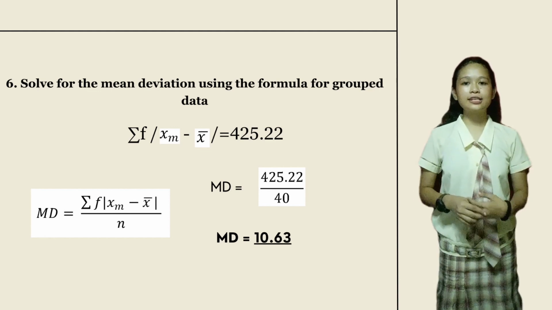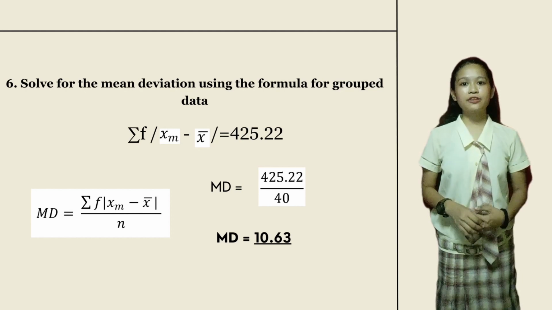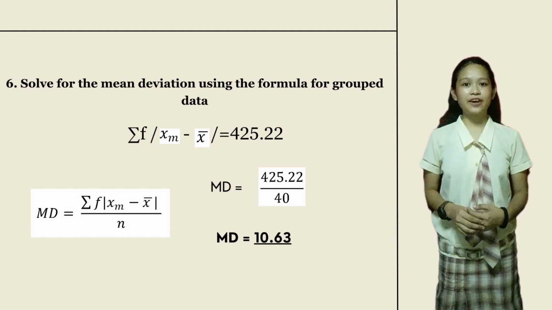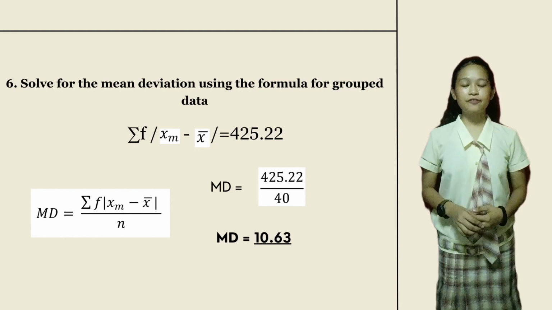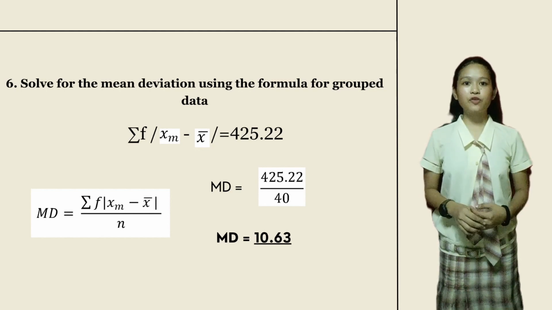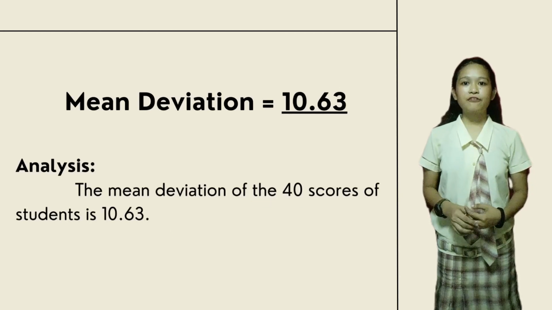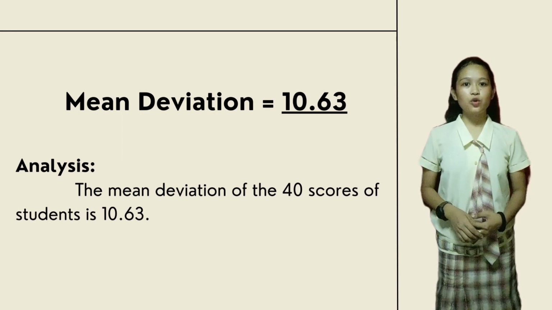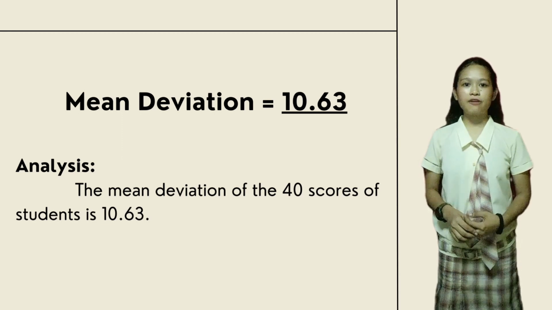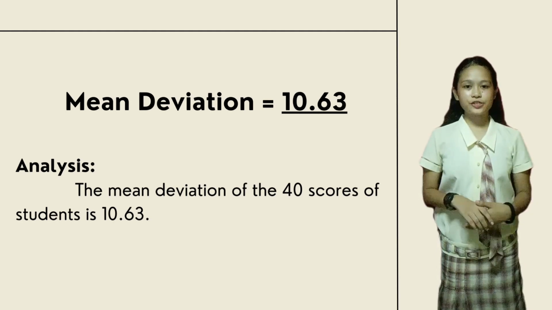So for the last step, we can now solve for the mean deviation using the formula for group data. So again, our formula is mean deviation is equal to the sum of the product of the frequency and the absolute value of the difference of the class mark minus the sample mean divided by n. So our sum is 425.22 divided by 40, which is the total number of frequency, we get 10.63. So, for the analysis, the mean deviation of the 40 scores of the students is 10.63, which means that the value deviated from the mean of 33.63 is 10.63. So that is all for the measures of variability.